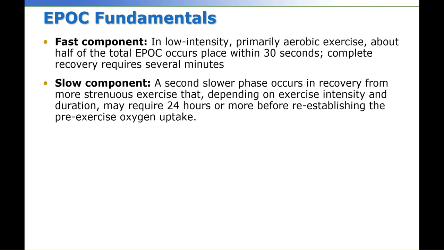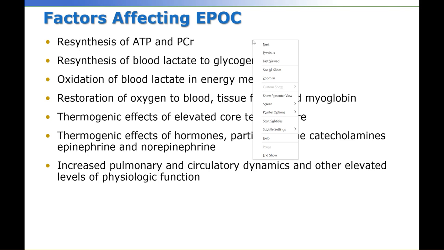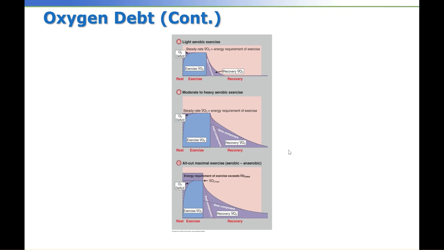The slow component is a second, slower phase that occurs in recovery from more strenuous exercise. It depends on exercise intensity and duration and may require 24 hours or more before re-establishing the pre-exercise oxygen uptake. And that's what was going on in this oxygen debt figure on page 184, figure 6.9. It's showing on C that it's taking a longer time in recovery to get back to those baseline levels.